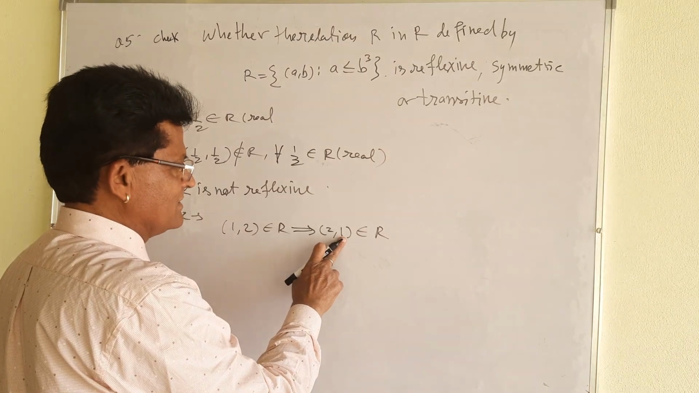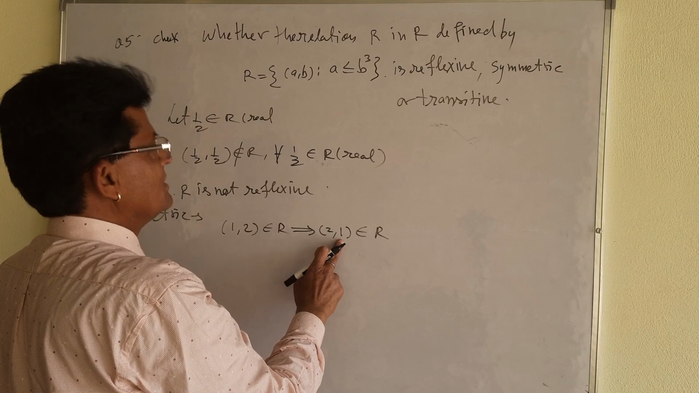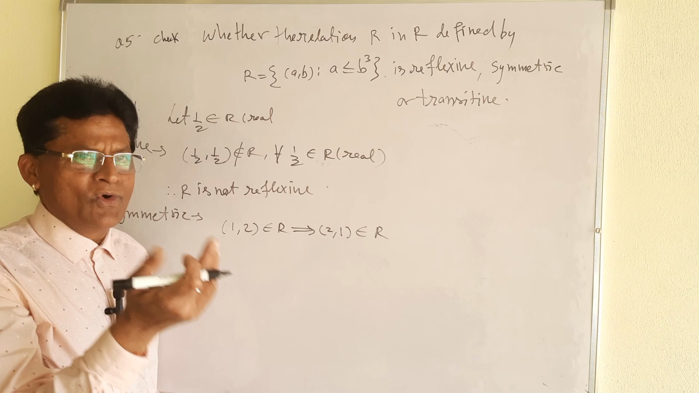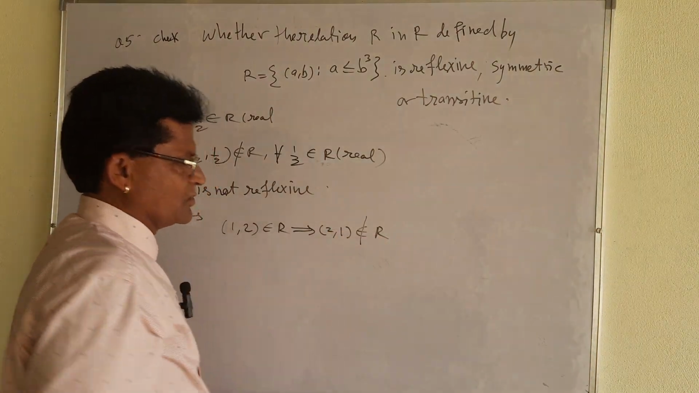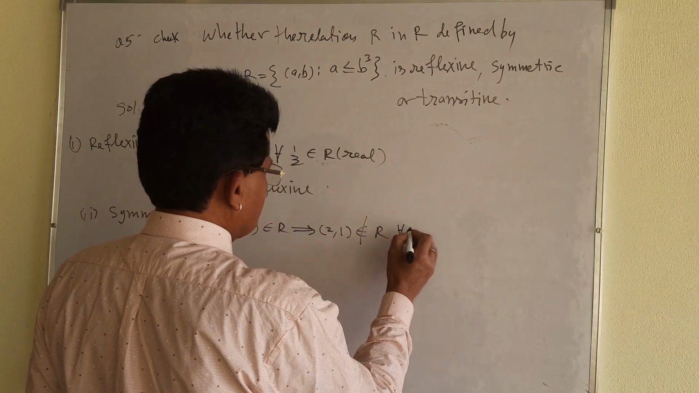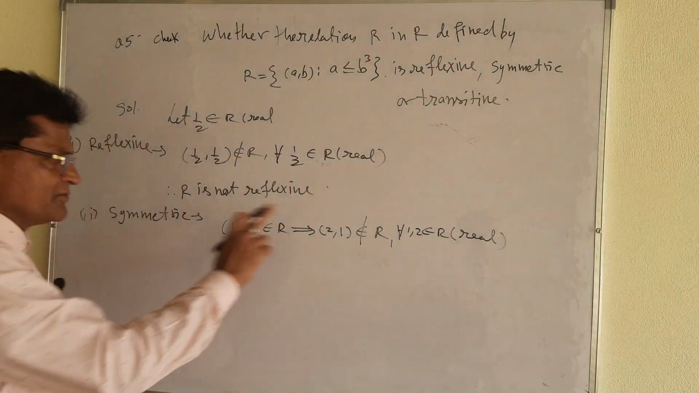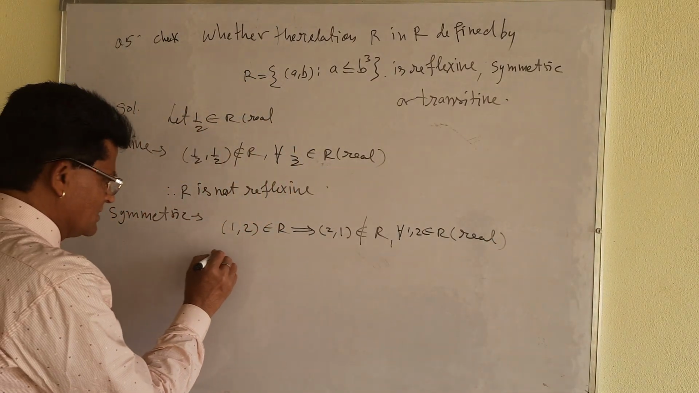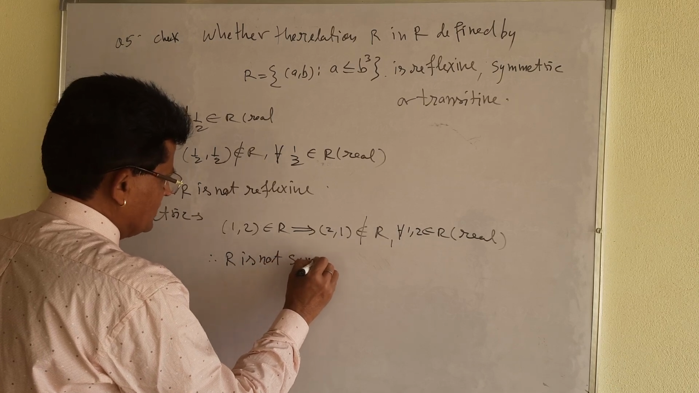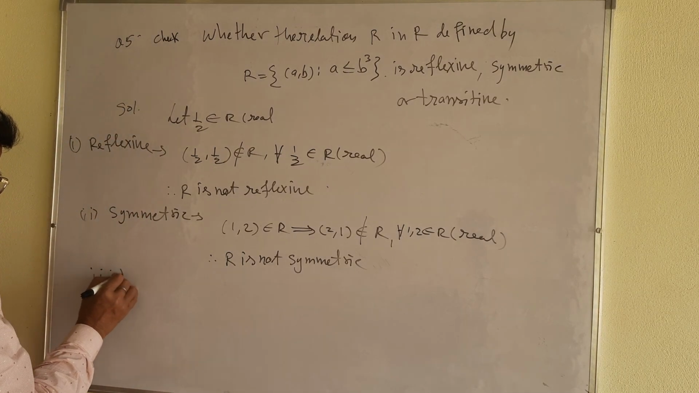1 cubed means 1. And a is 2, b is 1, 1 cubed means 1. And is 2 less than 1? No, 2 is not less than 1. That is why it does not belong to R. So for 1, 2 belonging to R, R means real. That is why, try to understand, what does it mean? R is not symmetric. It is not a symmetric relation. Next, third case, transitive.